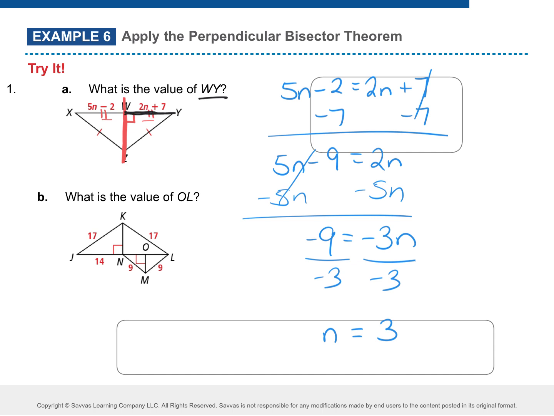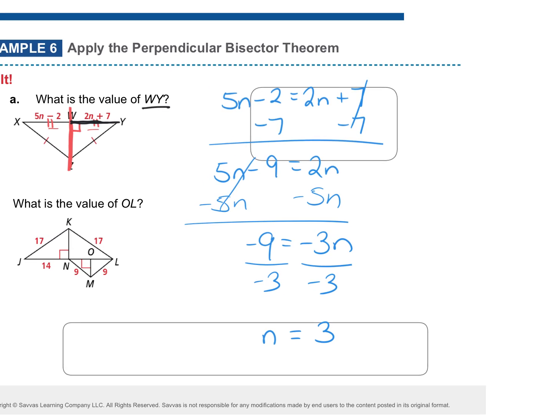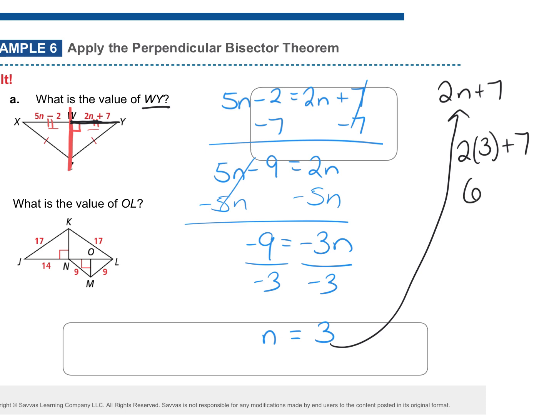How do we find that? Plug it in. So we have 2n plus 7. I plug 3 into n right there. So 2 times 3 plus 7. What's 2 times 3? 6 plus 7? 13.